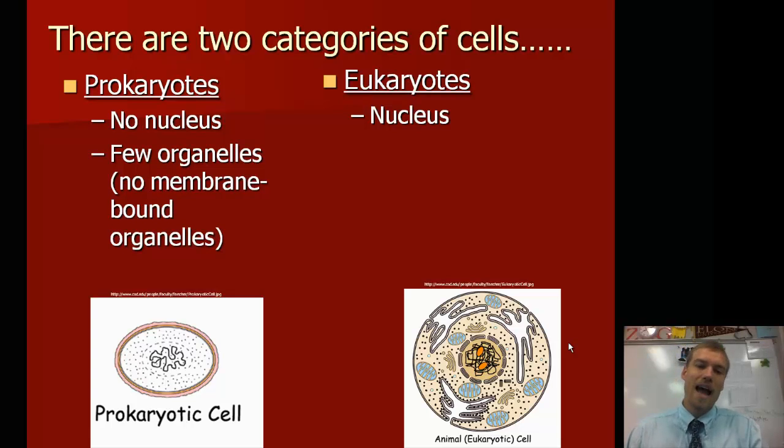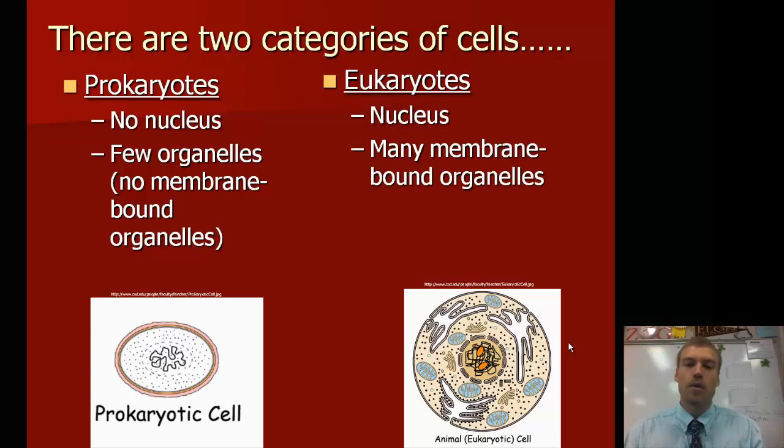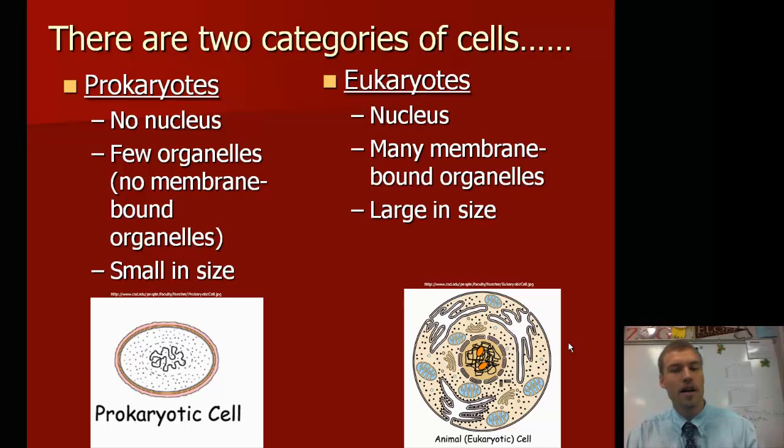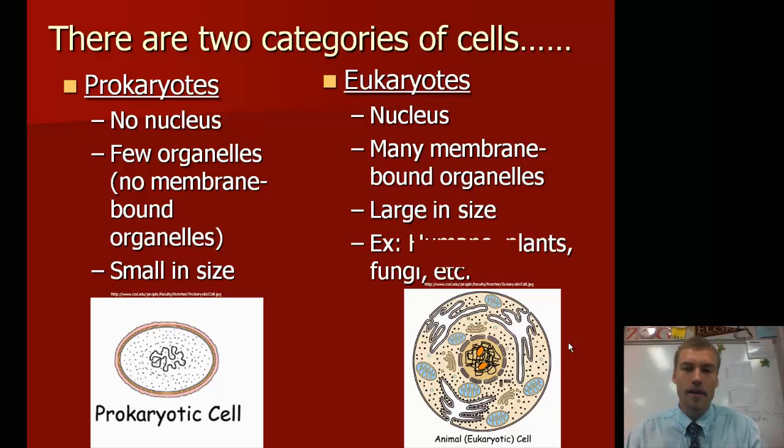Prokaryotes don't really have many organelles, and they have no membrane-bound organelles. We'll talk about what that means in just a little bit. Whereas eukaryotes, they have many membrane-bound organelles. Prokaryotes are very small as compared to eukaryotes, which are larger, which again we saw in that demonstration. And yeah, that's kind of the basic outline of the two. Eukaryotes are going to be humans, plants, and fungi. Prokaryotes are going to be things like bacteria.